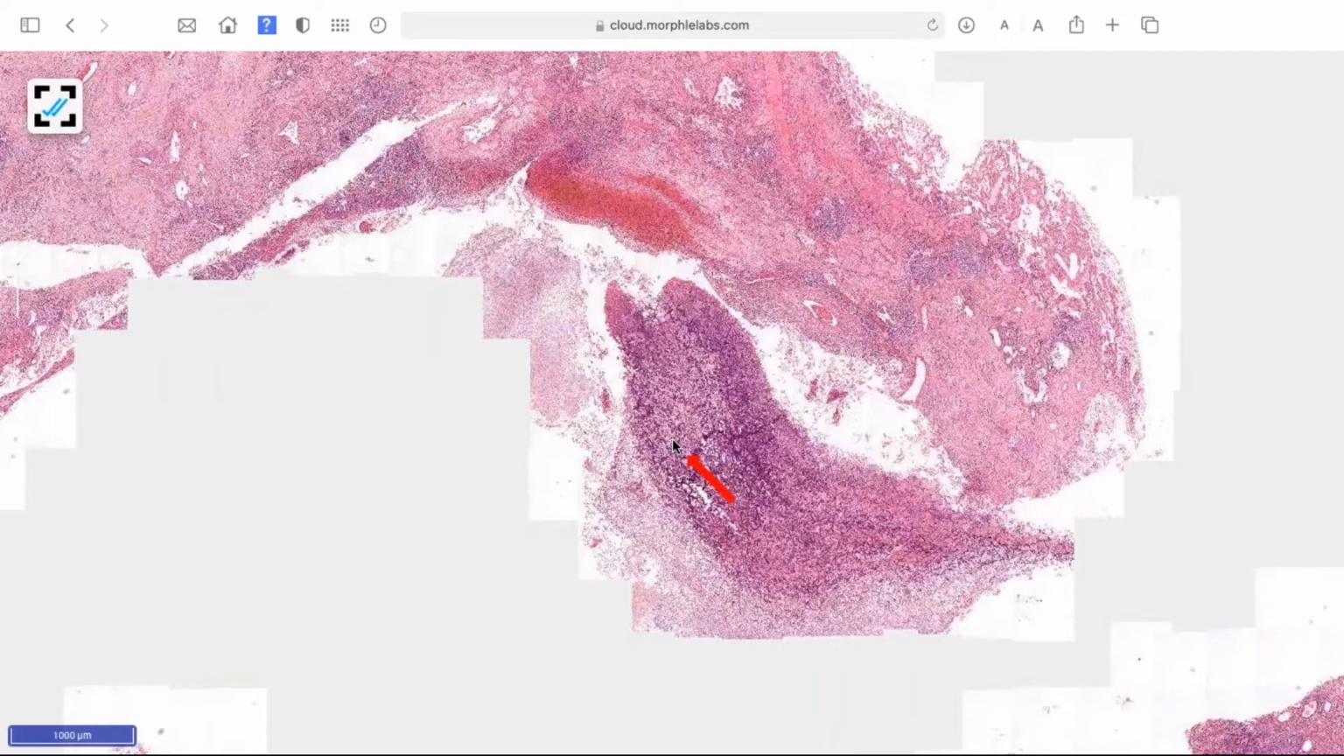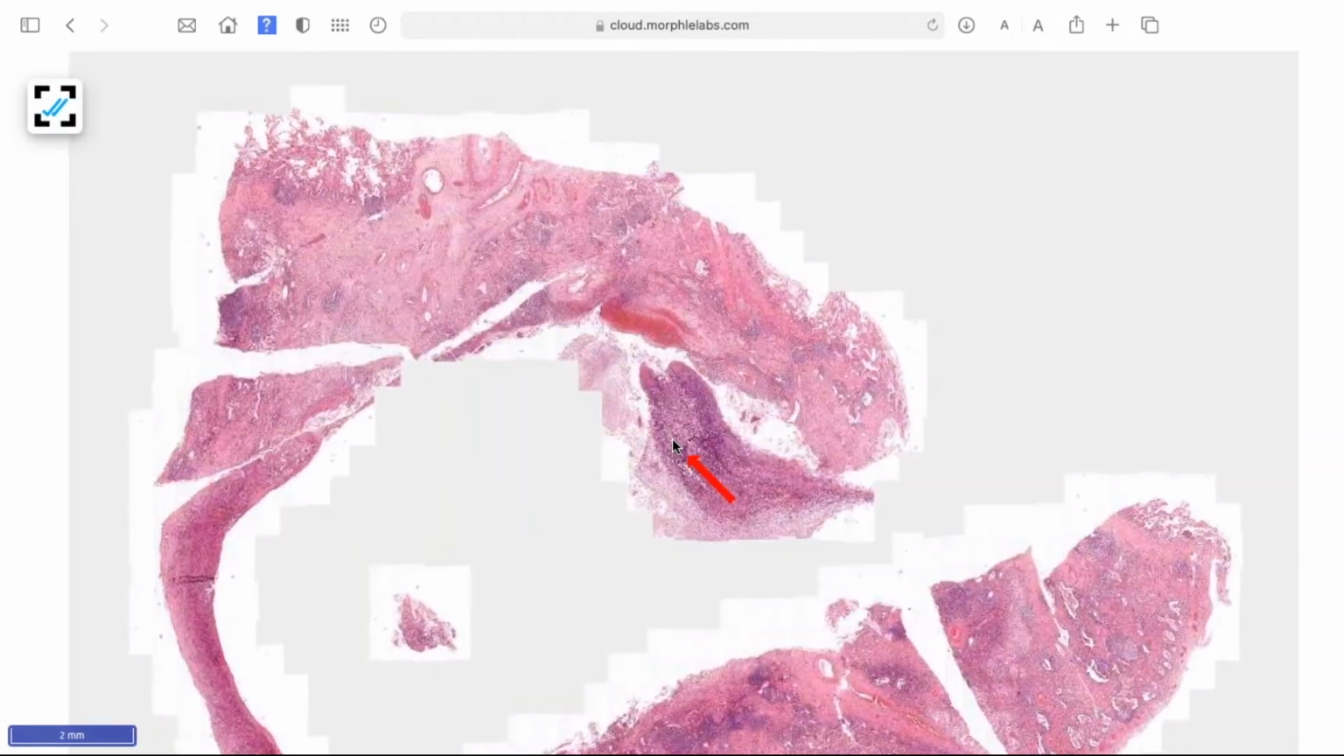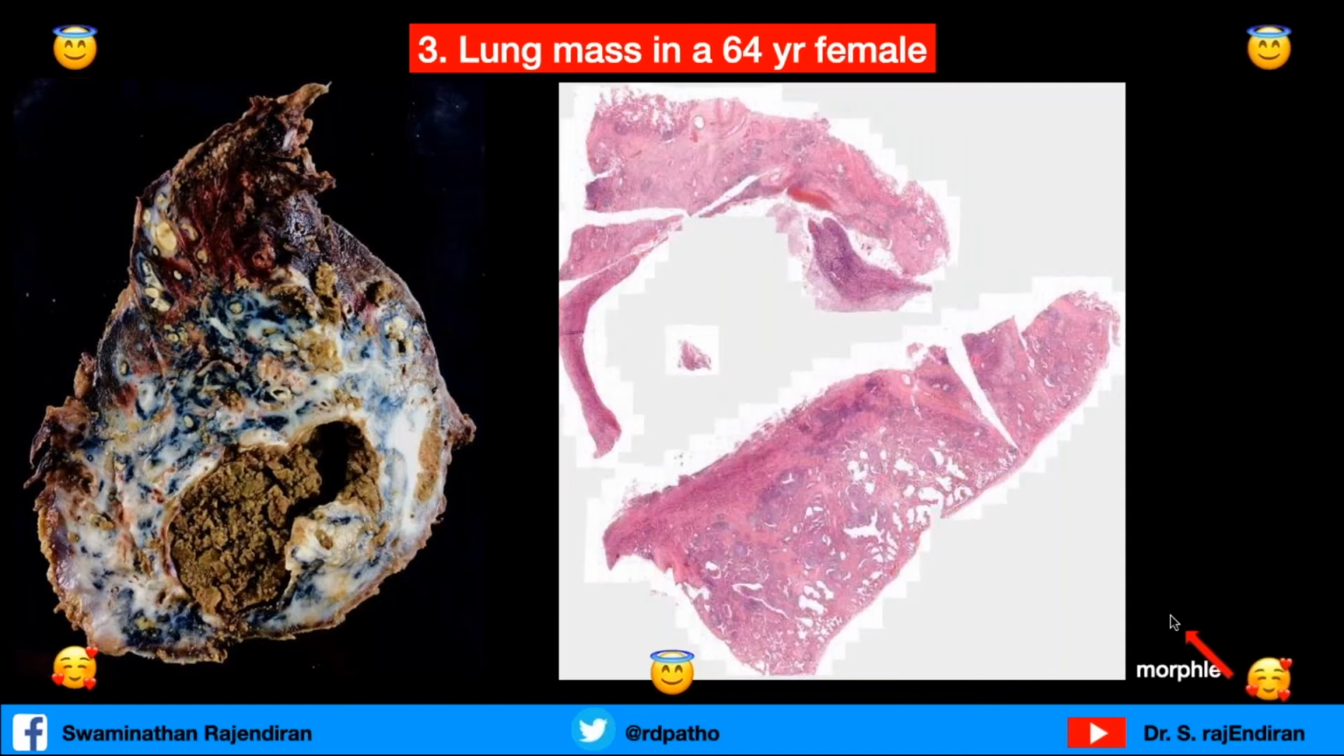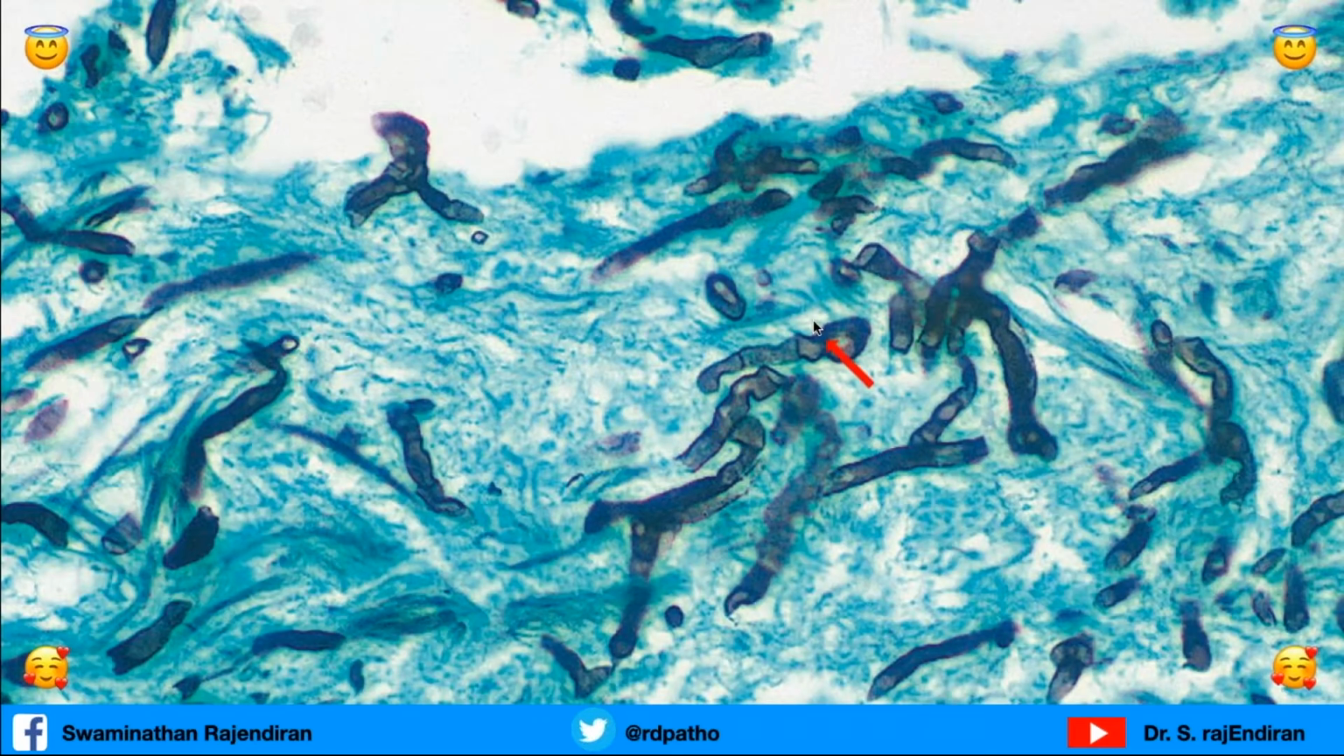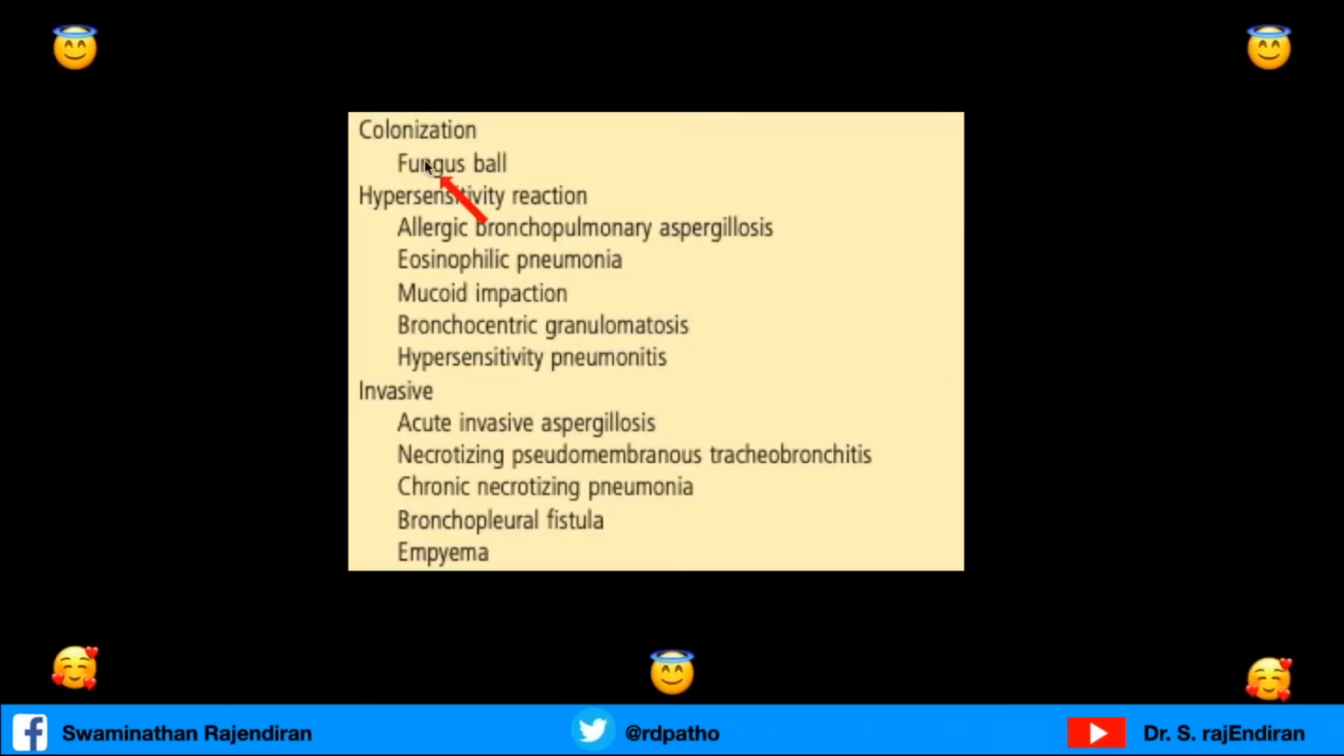You know there are 3 types of aspergillus infection in the lung. One is aspergilloma, other one is allergic bronchopulmonary aspergillosis, and the third one is invasive aspergillosis. So this also falls under pattern 3, cellular infiltrate. And this is the silver stain to nicely see the aspergillus organisms. So as I told you, it can be a fungal ball in colonization, aspergilloma, where a previous cavity, for example a tuberculous cavity, is needed. Then it can be a hypersensitivity reaction, or it can be invasive where it produces necrotizing pseudomembranous tracheobronchitis and invades the blood vessels.